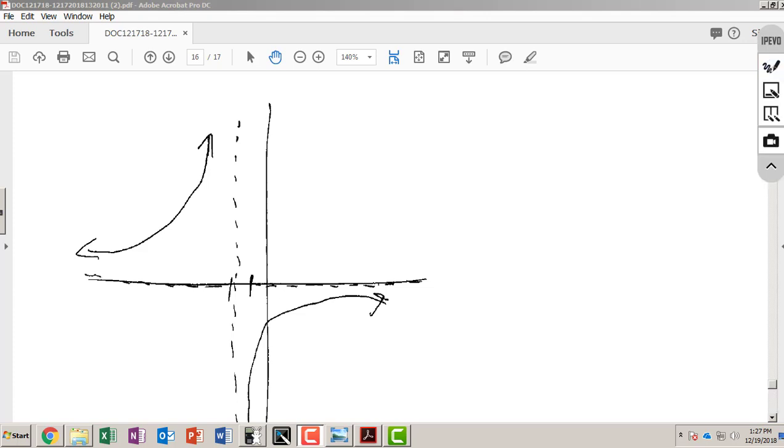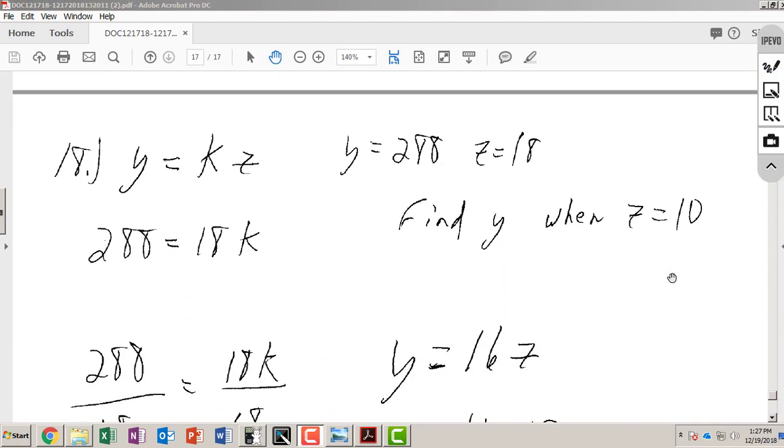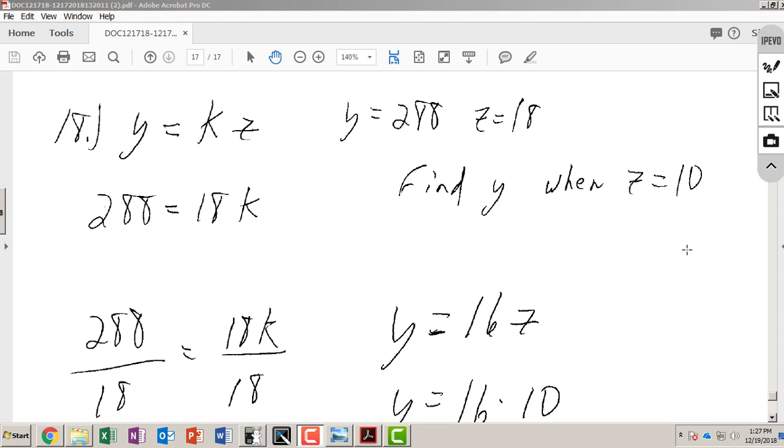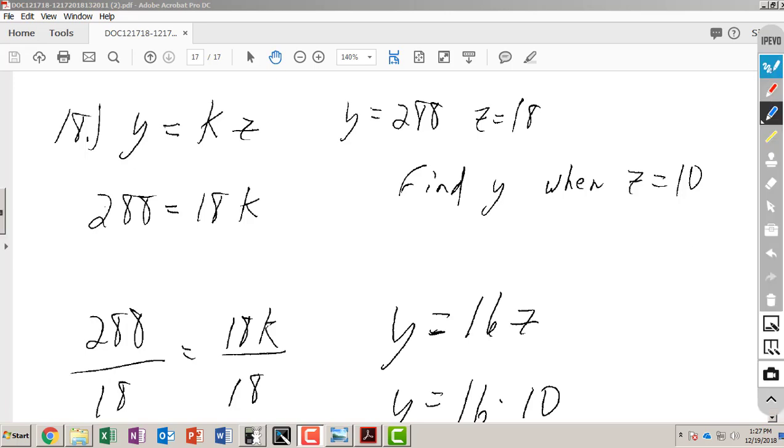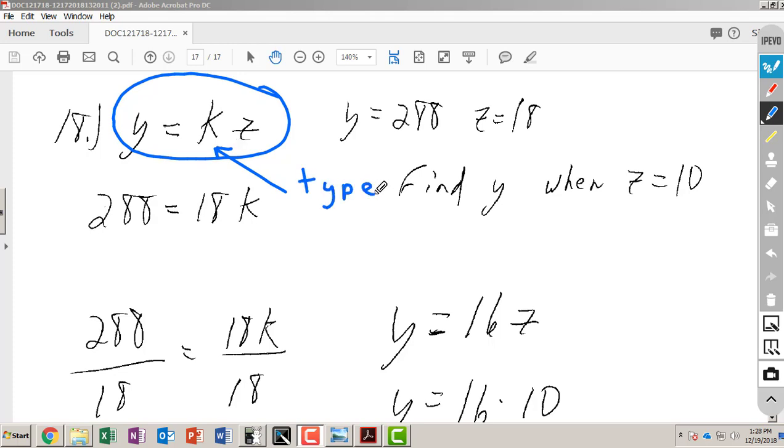Okay, looking at number 18. It says y varies directly as z, and y equals 288 when z equals 18. Find y when z equals 10. Remember, this is a direct variation problem. In our direct variation problems, we always have to remember to put in this k right here. This is known as our constant of variation. I like to think of it as a type of slope. Your objective on this problem is to find the value of k so that we can substitute that in and use it for our equation.